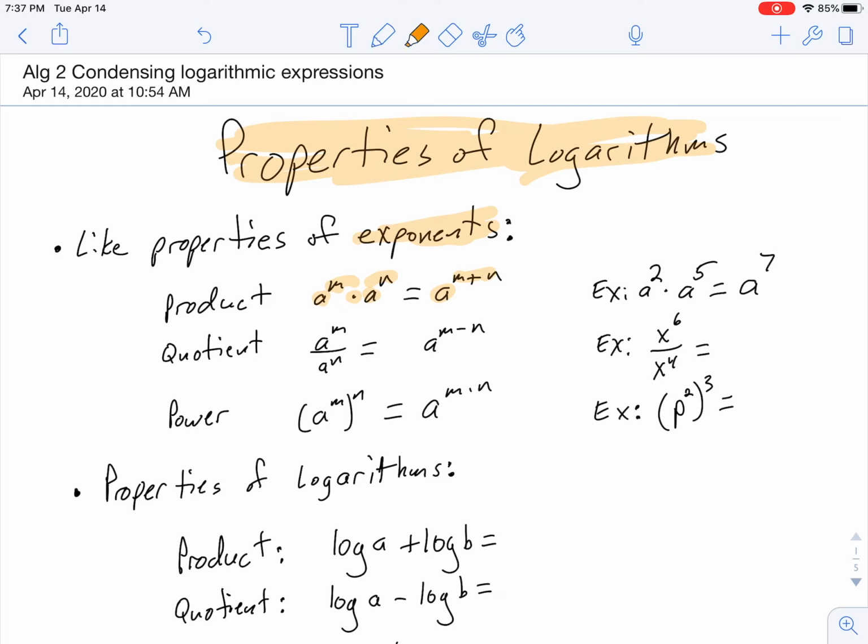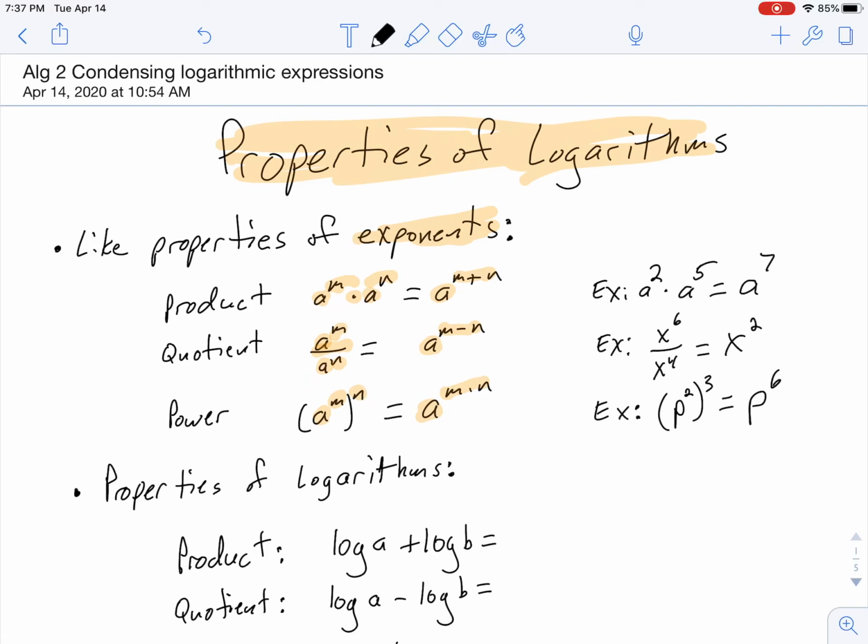With the quotient property, if you have like bases that are divided and they have powers, you keep the base and subtract the powers. So example over to the right, x to the 6th divided by x to the 4th is going to be x to the 2nd, because you do 6 minus 4. And then the power property, when you have a base raised to a power raised to another power, you keep the base and multiply the powers. So over here on the right, p squared to the 3rd is going to be p to the 6th. 2 times 3 is 6.